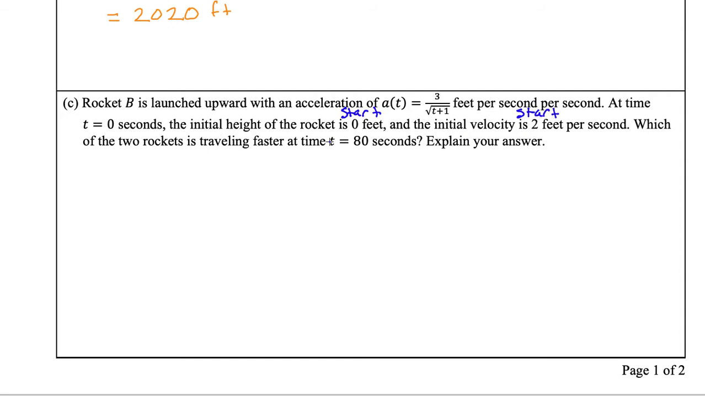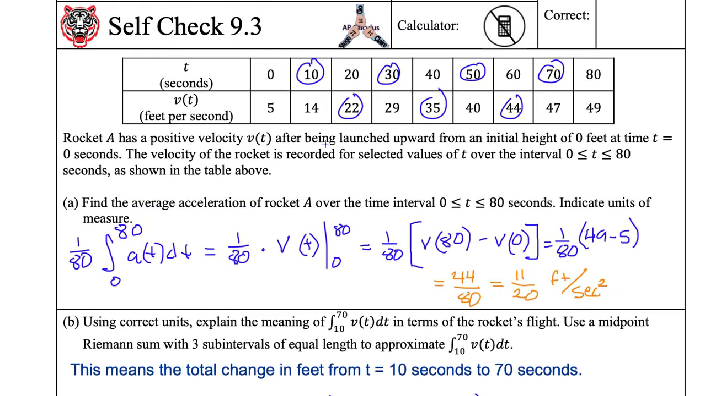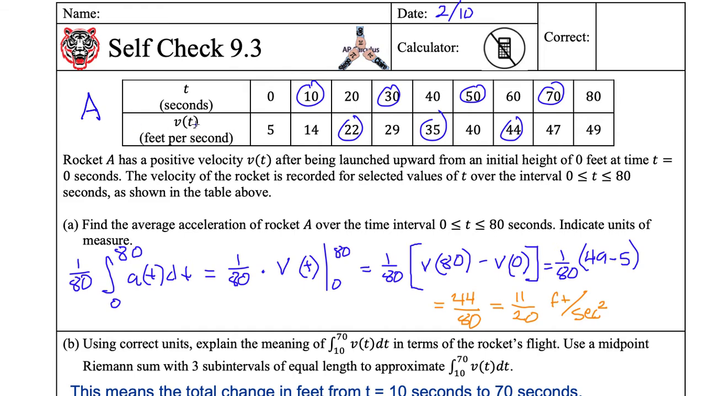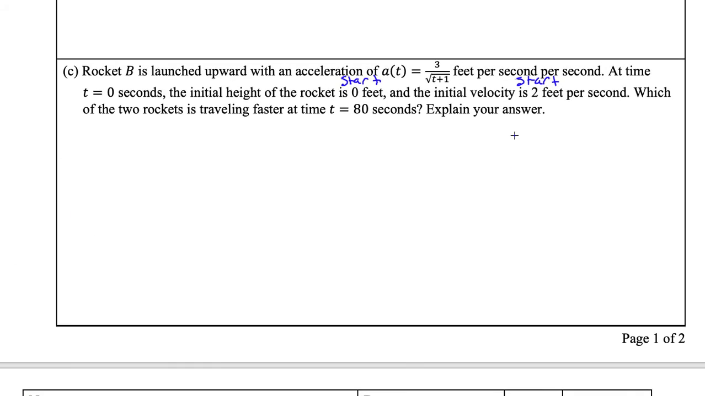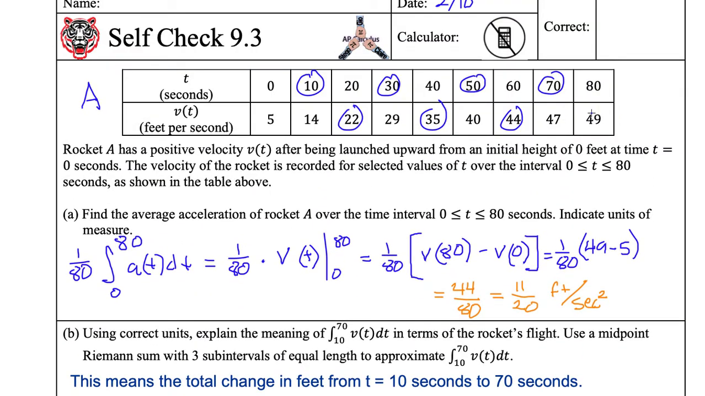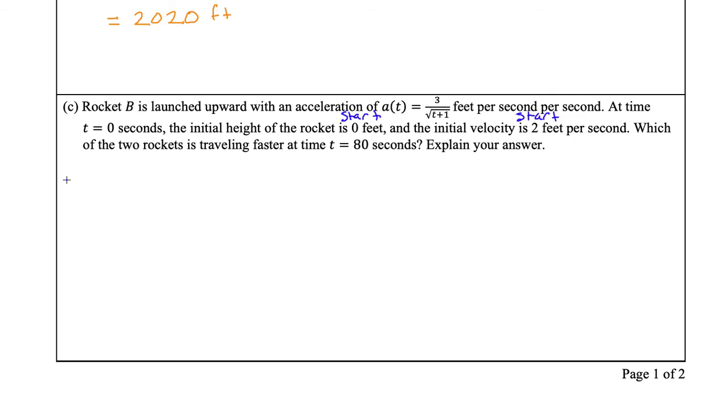Which of the two rockets is traveling faster at time t equals 80? Well, how fast is rocket A going? Rocket A, this is rocket A, right? Rocket A is going, this is its velocity, at time t equals 80? Well, at time t equals 80, we know rocket A is going 49. So I come back down here and say A of V of 80 is equal to 49. So we're comparing against 49.